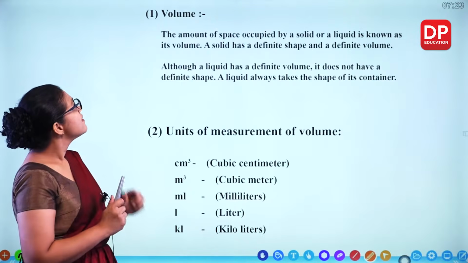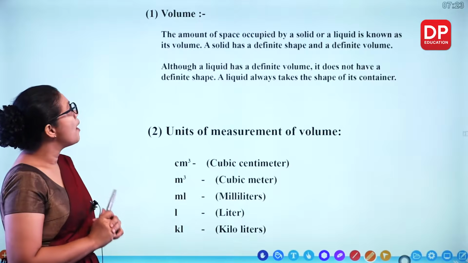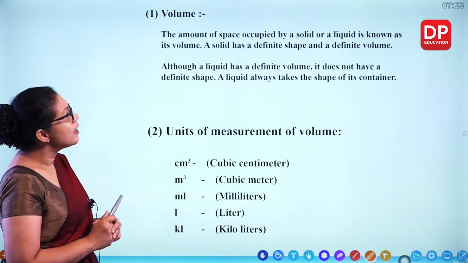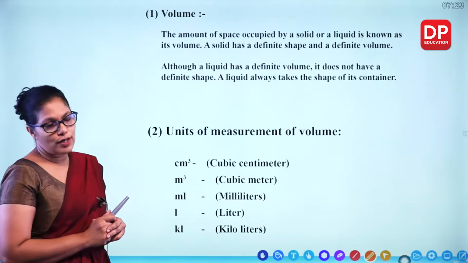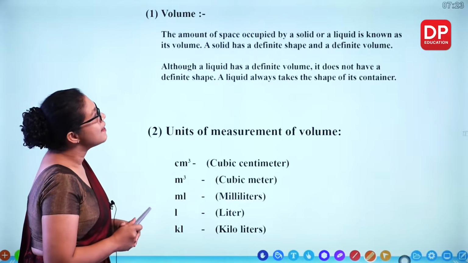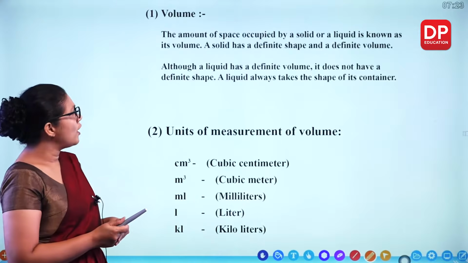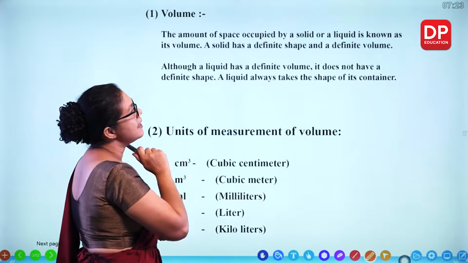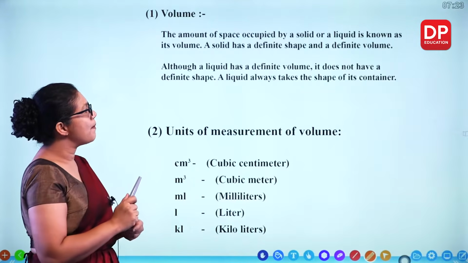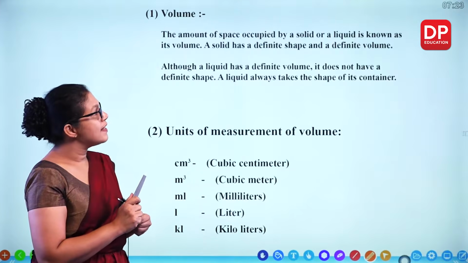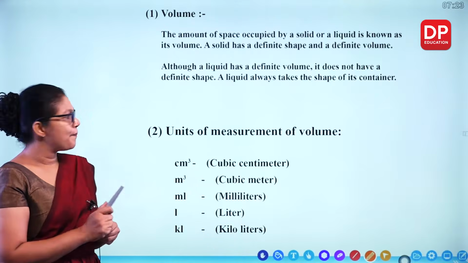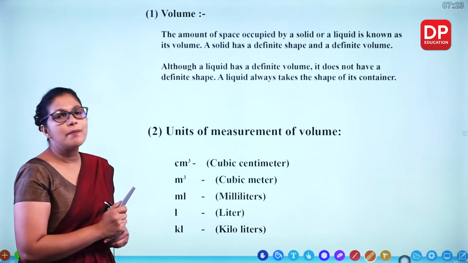So we'll see what volume is. The amount of space occupied by a solid or a liquid is known as its volume. A solid has a definite shape and definite volume. Although a liquid has a definite volume, it does not have a definite shape. A liquid always takes the shape of the container. We already discussed that.